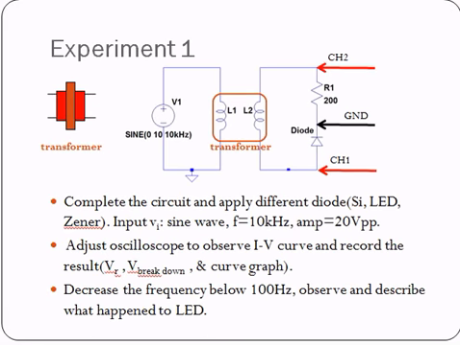Experiment 1. In this experiment, we're going to observe the IV curve of diode. Construct a circuit and input a 10 volt 10 kHz sine signal into the transformer. Connect the ground of the oscilloscope in the middle of the diode and the resistor. Channel 1 on the other side of the diode, and channel 2 on the other side of the resistor.